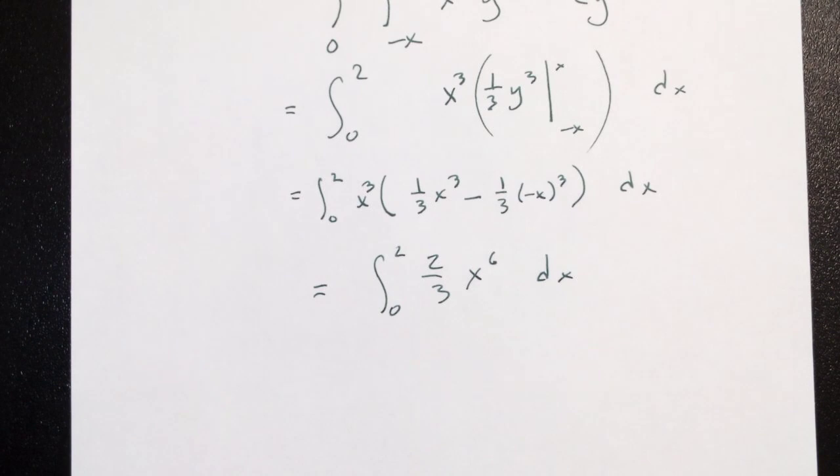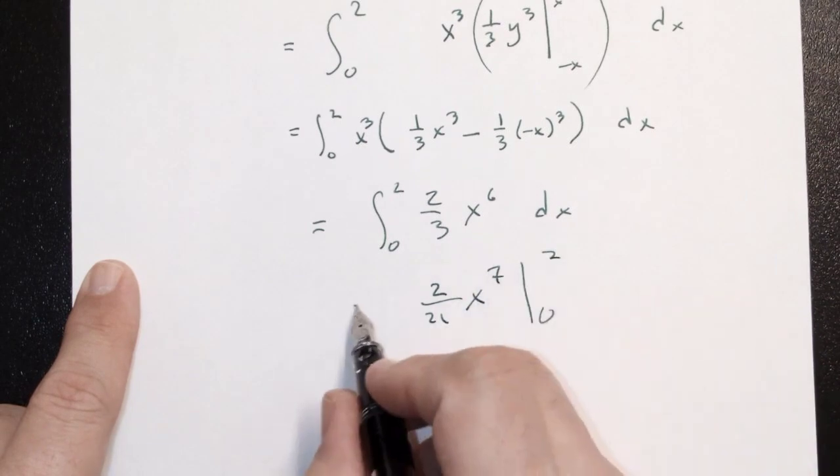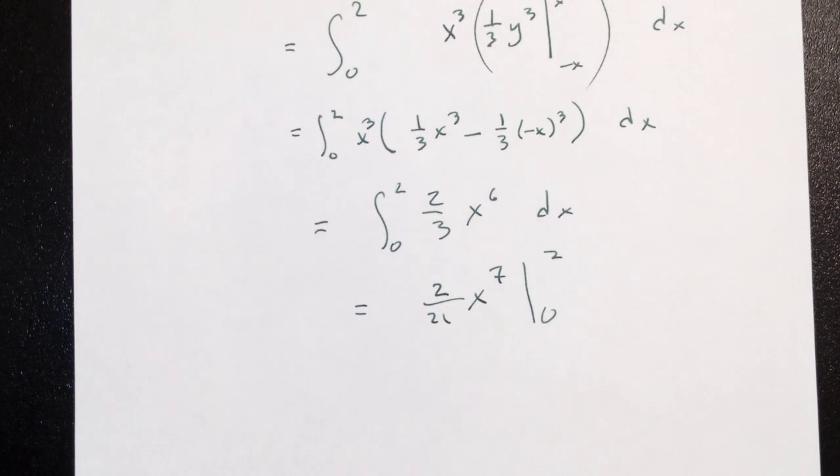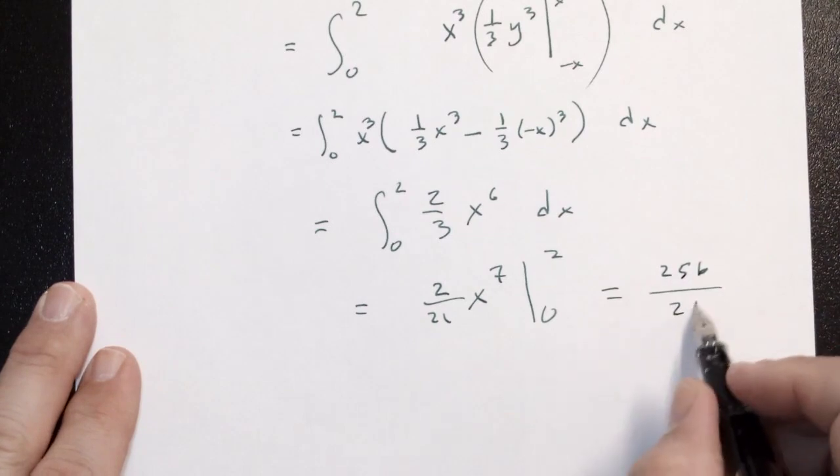Aha! The inside of my integral has nothing to do with any variable other than x, and I'm integrating with respect to x. I've taken what was a double integral and iterated the single integral to simplify it to one variable. I can do that integral too. That's a piece of cake. The antiderivative of 2/3 x to the 6th, evaluated from 0 to 2. When I put in 2, I get 2 to the 7th, which is 128, multiplied by 2 over 21, I get 256 over 21.